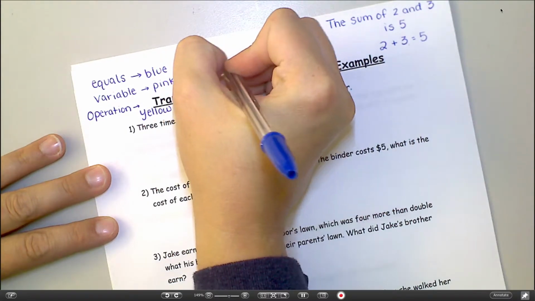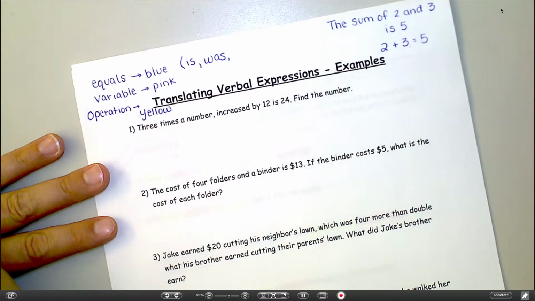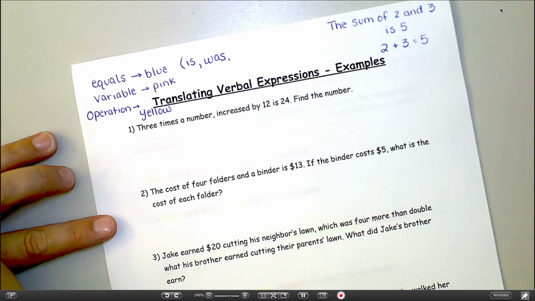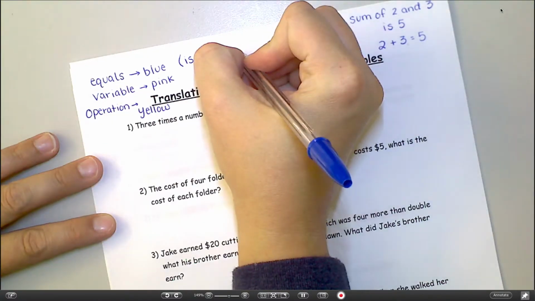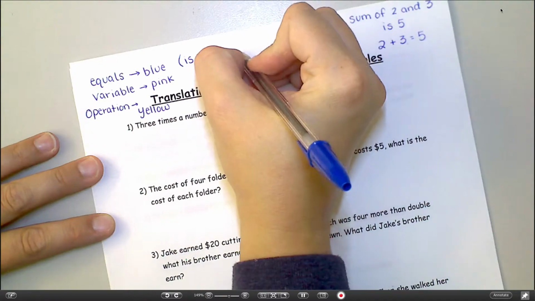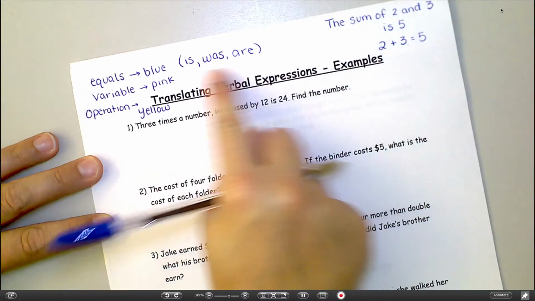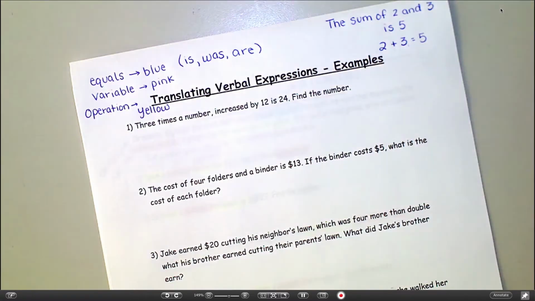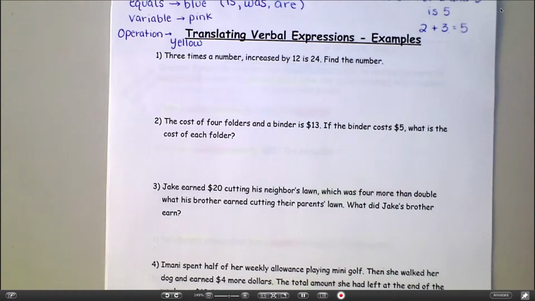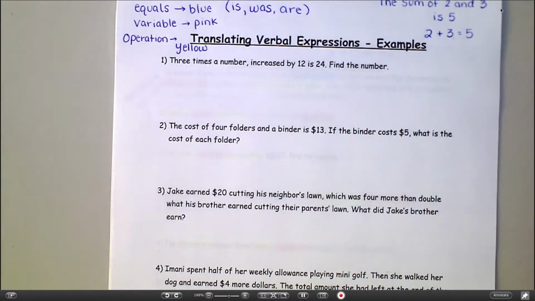If it's in the past tense, we say was. And if we're talking about more than one person or thing, instead of saying she is, we say they are. So any one of these is just a variation of is, and that's going to be your equal word. And we're going to start with that. So I'm just going to skim through each one of these and look for that is word.